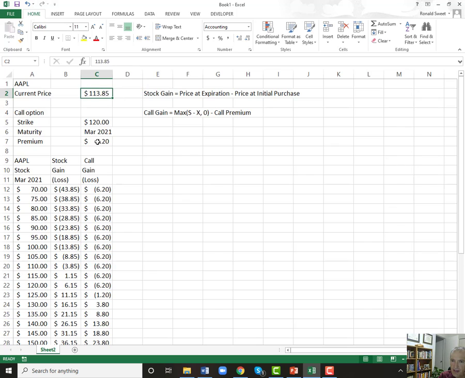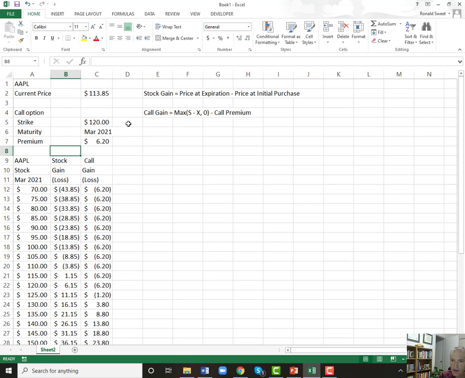Now you can't say, well, what if it gets up to 120.05? That doesn't work, because remember, your strike is 120 bucks. You don't start making money until it hits 120. But when it hits 120, let's say it goes to 121, you've still lost $5.20. Because if it goes to 121, you buy the stock for 120, you turn around and sell it for 121, so you made $1, but it costs you $6.20 to get it.